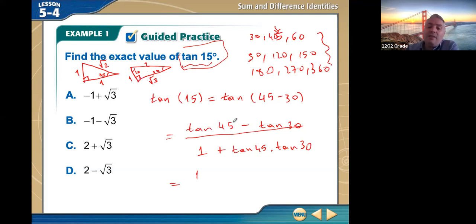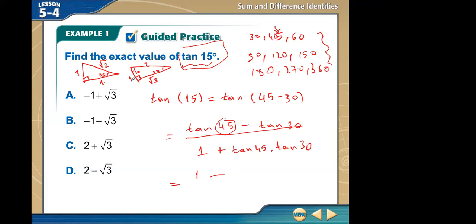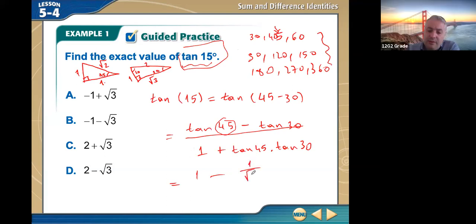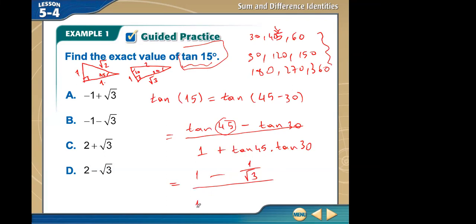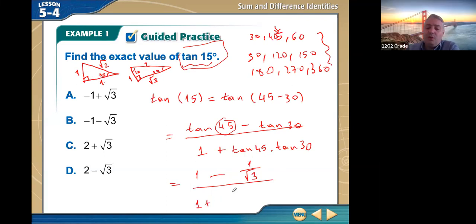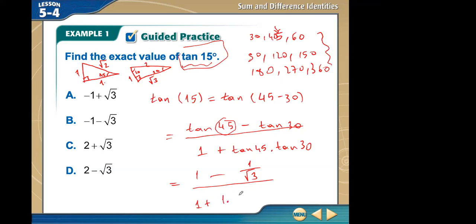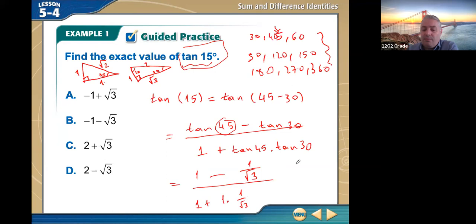So by looking at this, what is tangent of 45? Tangent means opposite over adjacent, so 1 over 1, 1, finished. Minus tangent of 30. Can you tell me what tangent of 30 will be? This is 30 degrees. It's going to be 1 over radical 3, root 3, square root of 3. Okay, good. Go on. And then 1 plus, what should I write? Tangent of 45, which is 1, times tangent of 30, which is 1 over radical 3. Okay, till here, do you have any question? No. No.